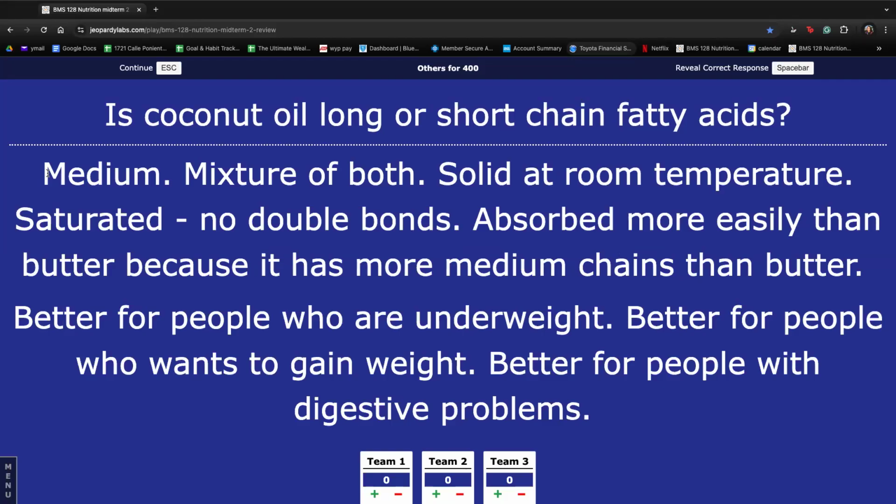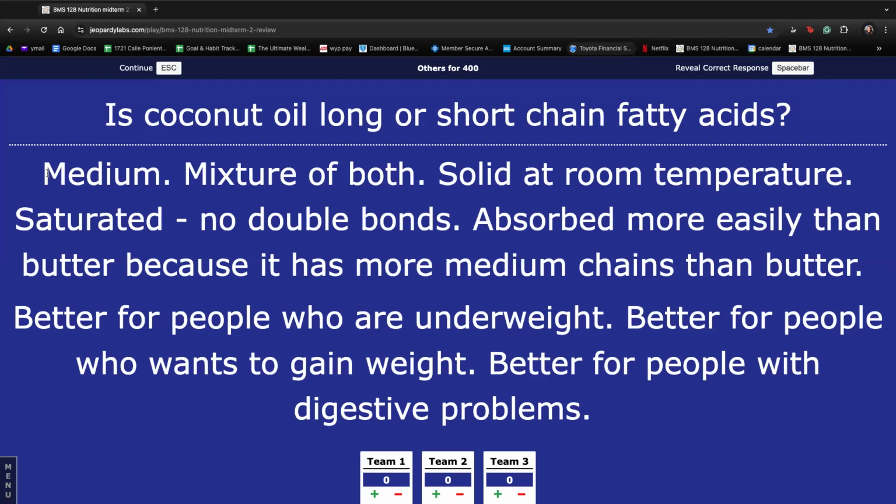And it's because it's super saturated. It absorbs more easily than butter too, because it has more medium chains than butter. And my registered dietitian professor that I took it with last year told us that coconut oil is one of the most effective foods for a treatment plan for people who are underweight and need to gain weight. If they're very malnourished and really need to gain weight to be healthier, they would consume a lot of coconut oil. And it's also better for people with digestive problems.